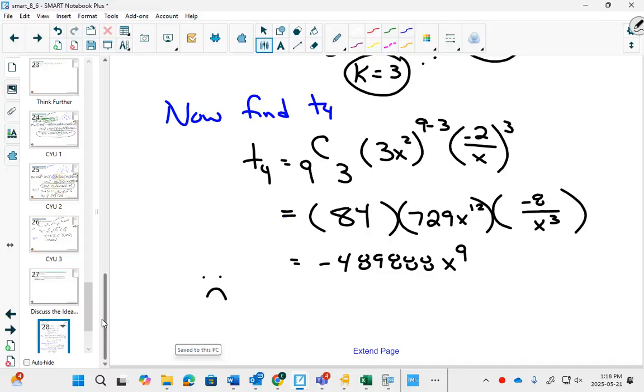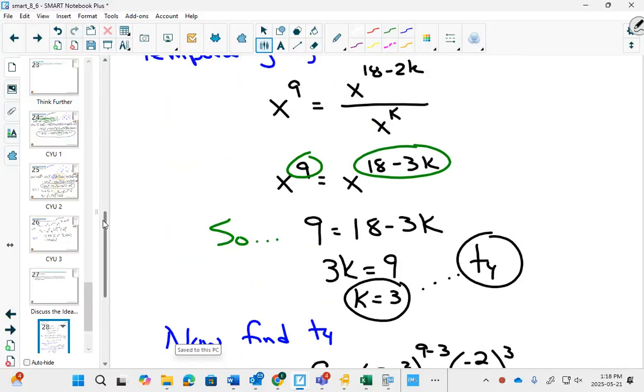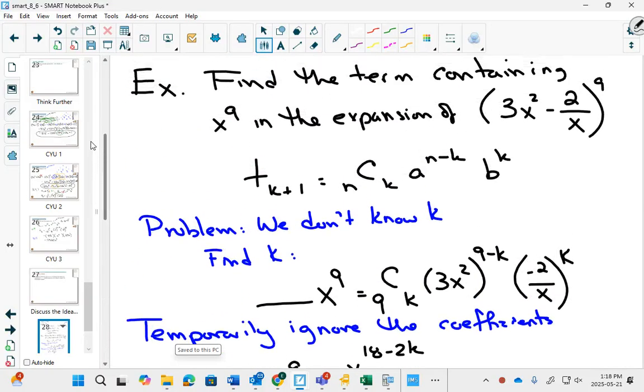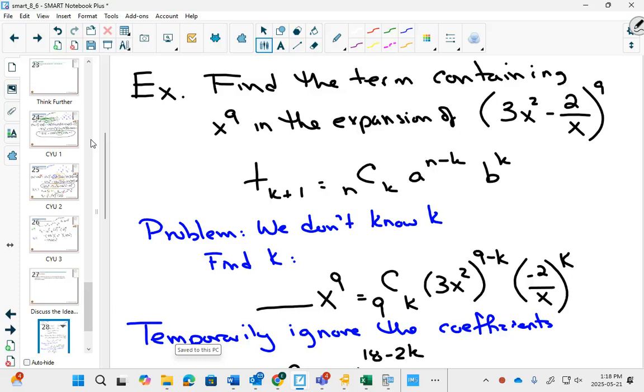So since we started this question halfway through, let's do a review of what happened. We were asked to find the term that contained the x to the 9. We have our formula for terms in a binomial expansion. Problem, we don't know k. We don't know which term it is. So our solution is, if you don't know k, probably need to find it. And the way that we find it is we plug everything into the formula, and we know that whichever term it is will be something x to the 9.